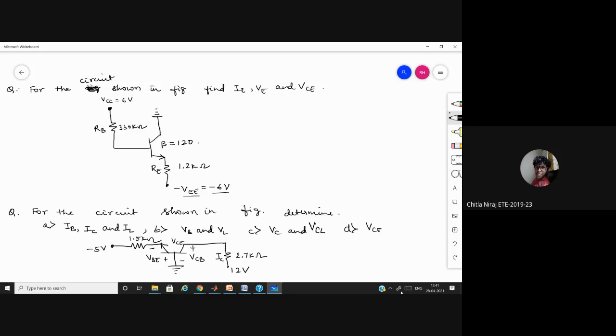So that's VB and VE, right? Which one? VB and VL, right? You've written IL in the question: determine IB, IC and IL. IL is nothing but this. This is the load resistance, and the current across it will be IL only. In that way, the voltage across this will be VL.